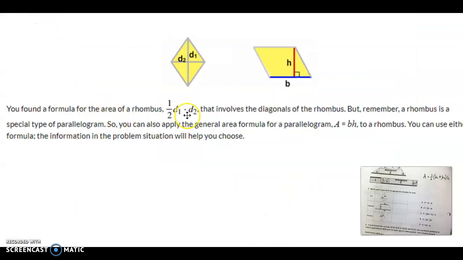Number 6, first of all, this is just reminding you what I told you earlier, that for a rhombus, you really have two formulas now. The 1/2 the product of the two diagonals that we talked about today, and base times height because it's a parallelogram. Whatever information you're given will dictate which one of those formulas you're going to use. If you're given the diagonals, of course, use this formula. If you're given the base and height, you would use base times height. So it just depends on what information you were given.